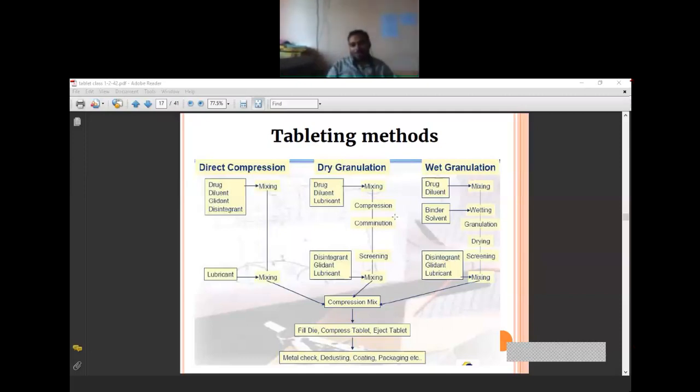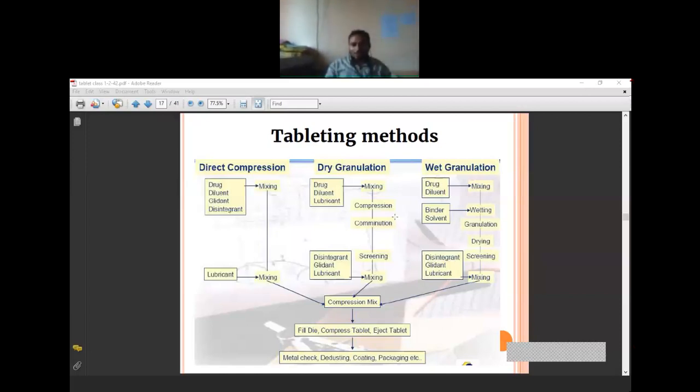Next, what is the process of dry granulation? In dry granulation, drugs along with diluents and lubricant are all mixed together, then compression, then comminution, then screening, then mixing. After screening and mixing, disintegrant, glidant and lubricants are all mixed. After mixing it goes for compression. After compression there are quality tests to check the quality of the tablet, then coating of the tablet, and after coating we go for packaging.